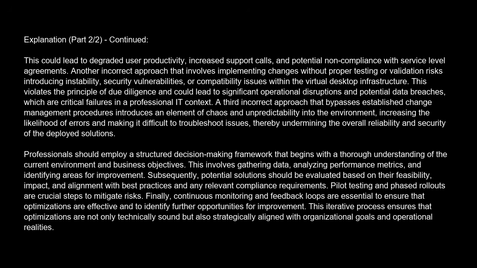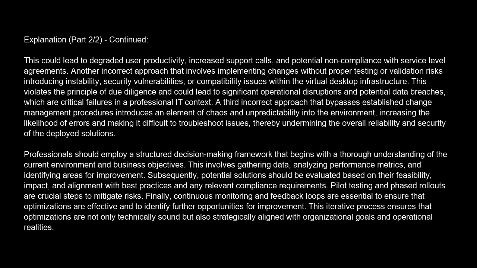the deployed solutions. Professionals should employ a structured decision-making framework that begins with a thorough understanding of the current environment and business objectives. This involves gathering data, analyzing performance metrics, and identifying areas for improvement. Subsequently, potential solutions should be evaluated based on their feasibility, impact, and alignment with best practices and any relevant compliance requirements. Pilot testing and phased rollouts are crucial steps to mitigate risks.